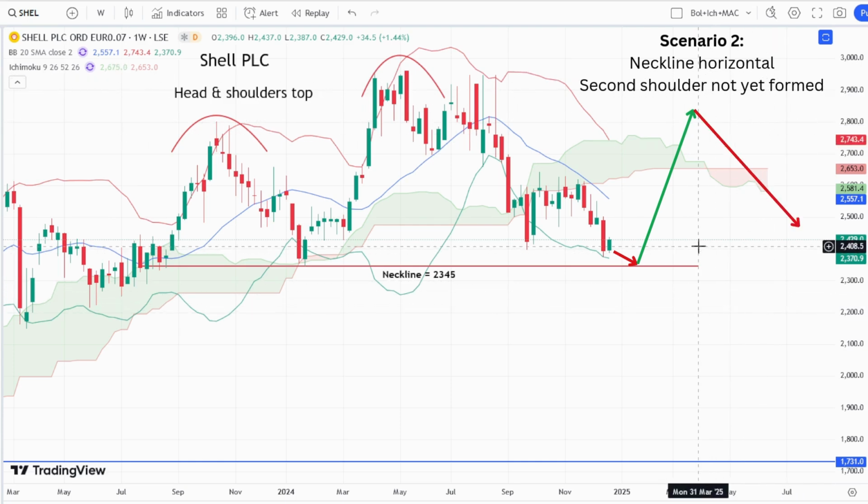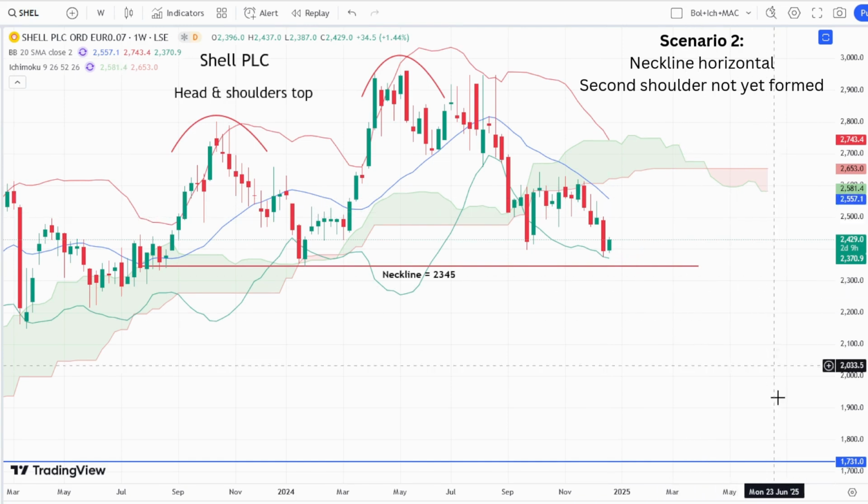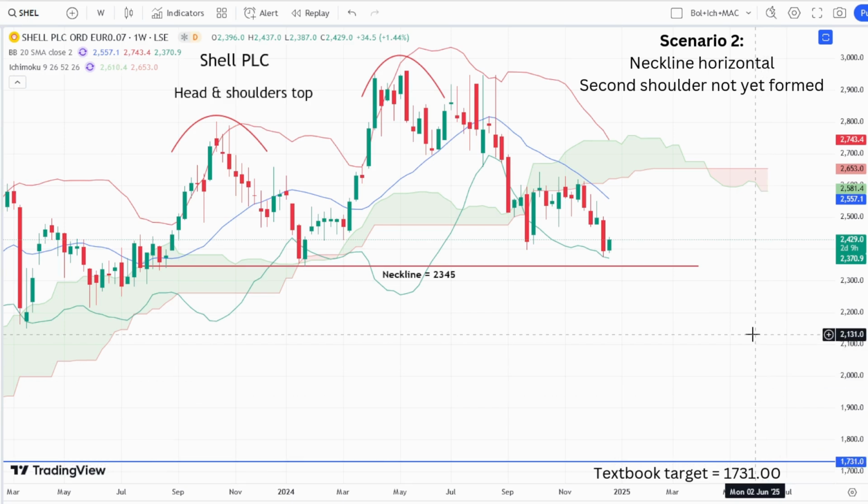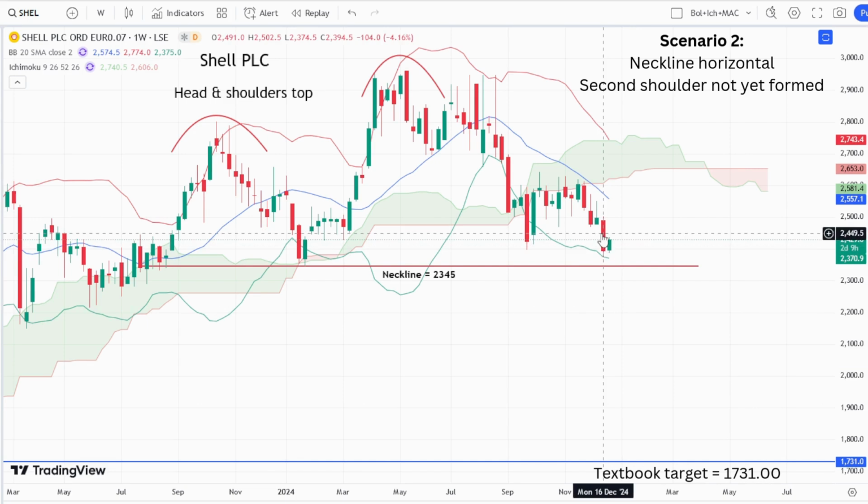Now, if this were to occur and Shell breaks below 2345, then the rebound and decline will be the second shoulder, and this will complete the true head and shoulders top, and the textbook target is at 1731.